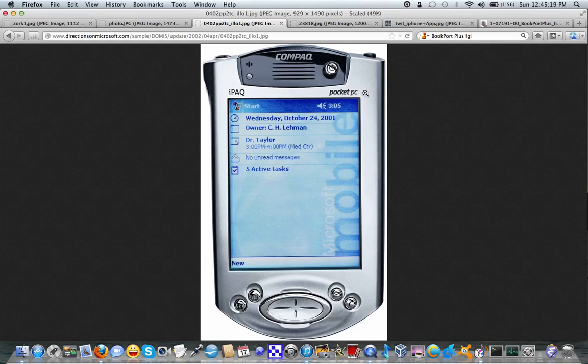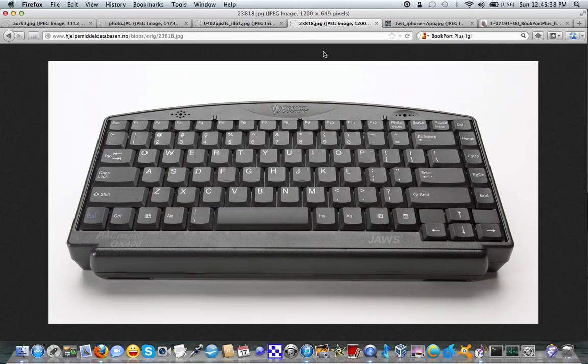Primarily used by the professional market, say somebody who had to keep track of a very busy schedule, like a teacher or a secretary or a business executive, that sort of person. But my introduction was not through this handheld device. It was actually through this.